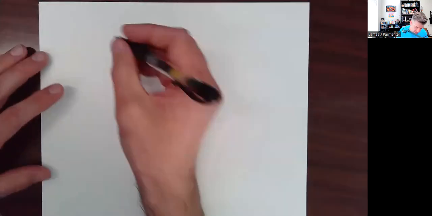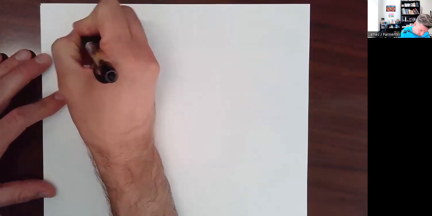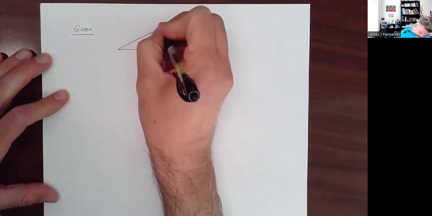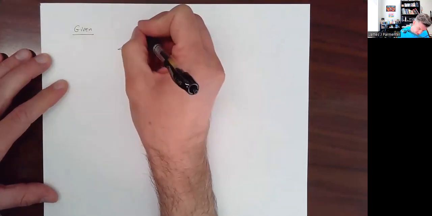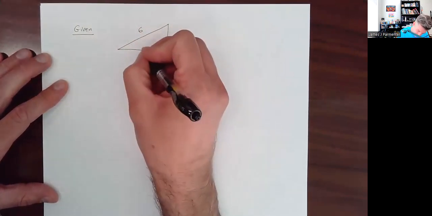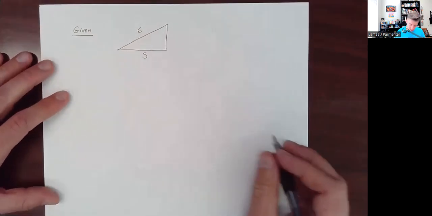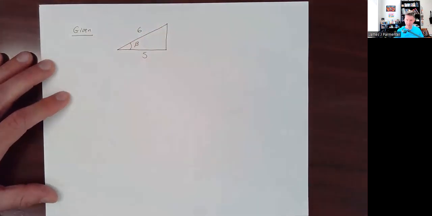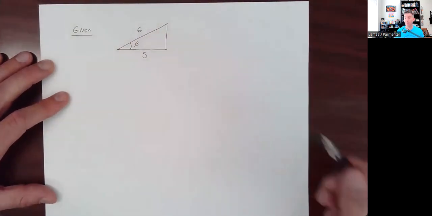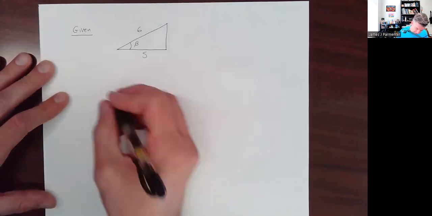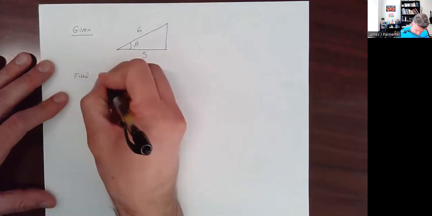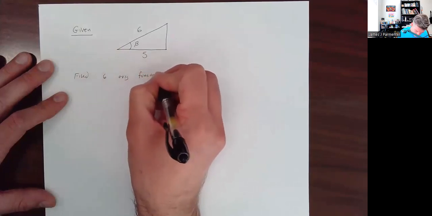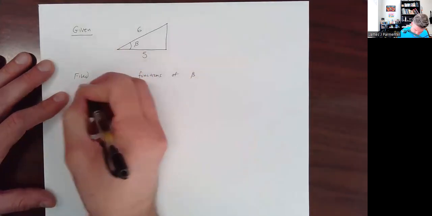So let's say we were given this. So given this triangle, let's say this side is 6 and this is 5. I want to find, let's say we have, sure, this angle here, let's call it beta. Looks like a B, except this part's a little bit longer, a capital B. So I want to find the 6 trig functions of beta.